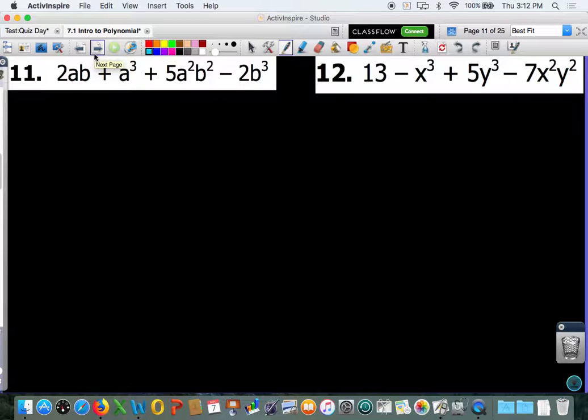Wow, these are a lot bigger, and check it out. We actually have to pay attention to all the different numbers on all the different variables, all the different exponents. So, for example, I have a to the first power, b to the first power. So this is a total of 2. That's not a very high degree compared to a to the third power, but let me check other ones.